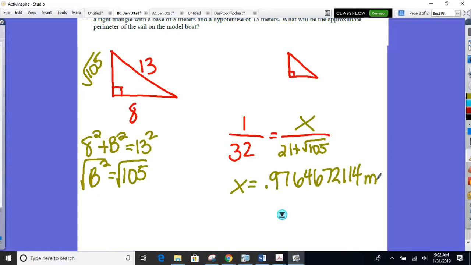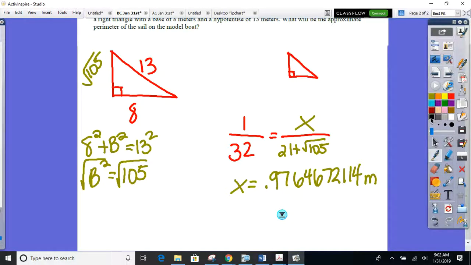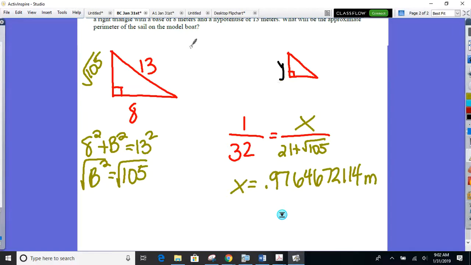If you wanted to, you could do 3 separate ones. You could say, all right, I'll call that one y. You could say, the square root of 105 to y is equal to 32 over 1. Do that one. Then put 8 in, put 13 in. It might take a little longer, and then add all of them up. You can do that too. Find each side length individually. But remember, the perimeters are in the same ratio as the sides are. Always.